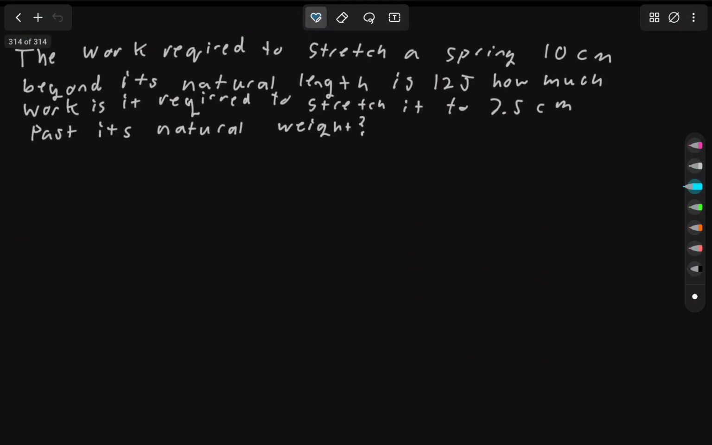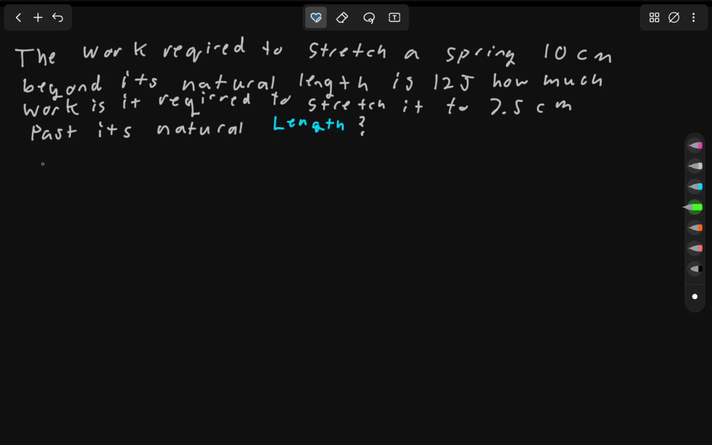Alright, and then finally, the work required to stretch a spring 10 centimeters beyond its natural length is 12 joules. How much work is required to stretch it to 7.5 centimeters past its natural length, not weight. I don't know why I kept saying weight. Apparently I was tired when making this. Alright.